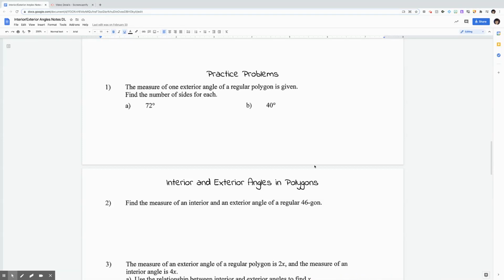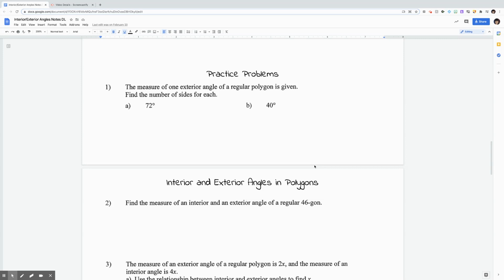Hello folks, this is your practice problems video on the interior and exterior angles of a polygon. In these practice problems, we're going to use both of those formulas, or actually all three, technically, because we're talking about interior and exterior angles. And I'm going to show you how these can be used in different ways.